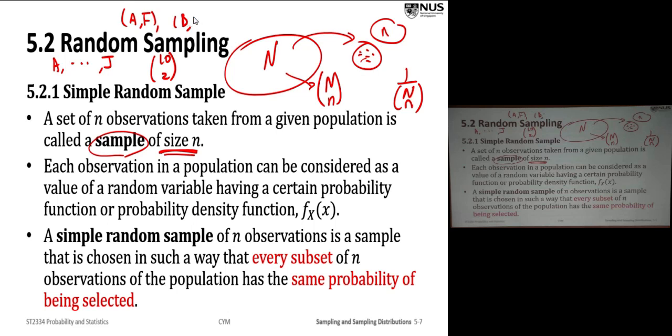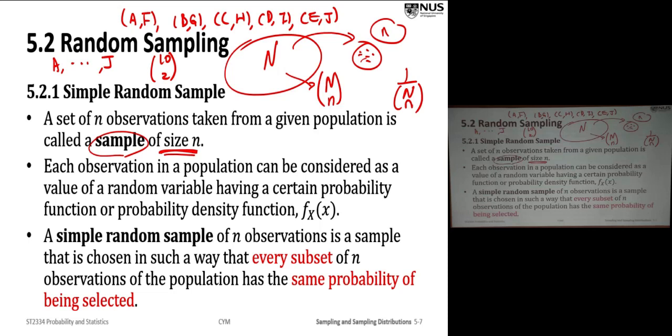B, F, G, C, H, D, I, and E, J. Okay, so what I'm doing now here is that I just choose one number randomly from 1 to 5. If I choose 1, then I will pick the sample A and F. If I get a 2, then I will choose B and G as my sample. So everyone has an equal chance of being selected. The chance is 1/5. All right, but what's wrong with this kind of sampling?